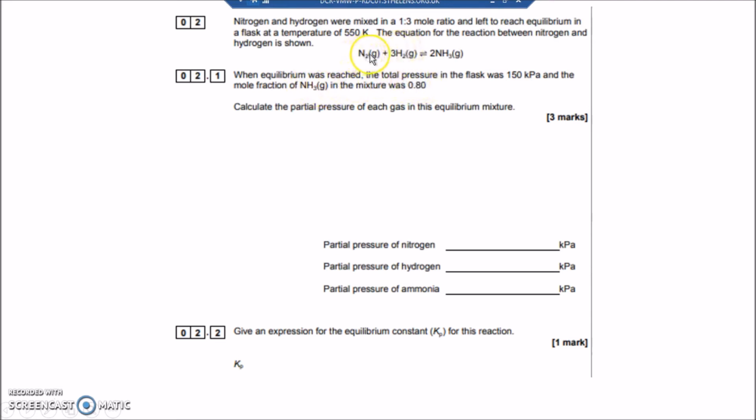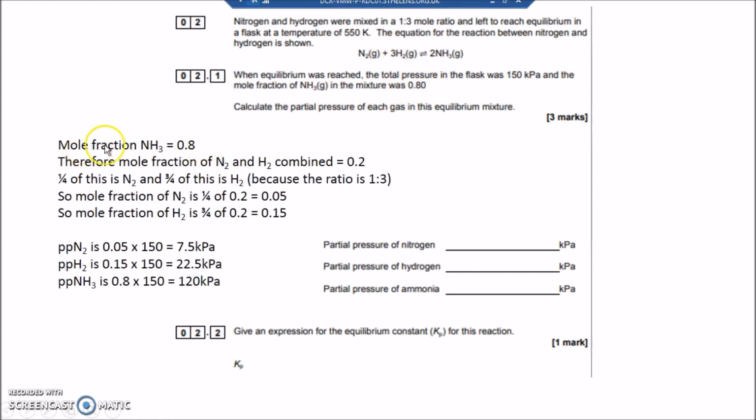So that means the other two gases, the nitrogen and the hydrogen, must be making a mole fraction of 0.2. So by subtraction, the remaining gases, the N2 and the H2, must make a mole fraction of 0.2, so that 0.8 and 0.2 add up to 1. We know that 1 out of 1 to 3, or 1 out of 4, a quarter, is nitrogen, and 3 out of the 4 are hydrogen, because the ratio is 1 to 3. So the mole fraction of the nitrogen is a quarter of the remaining 0.2, and the mole fraction of hydrogen is 3/4 of the remaining 0.2.